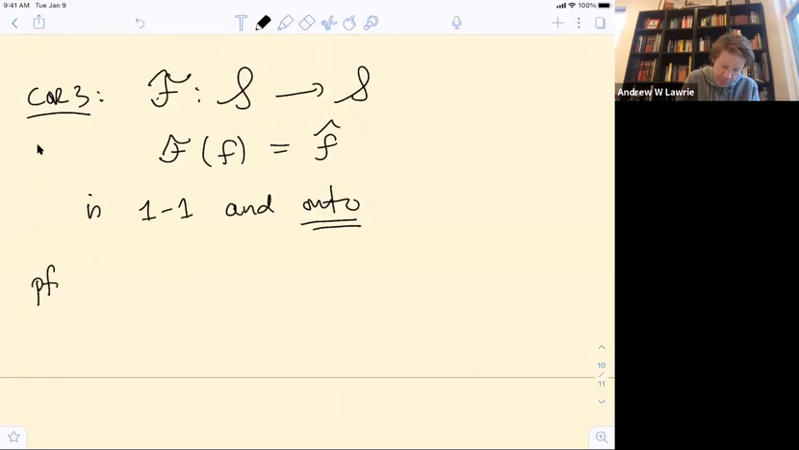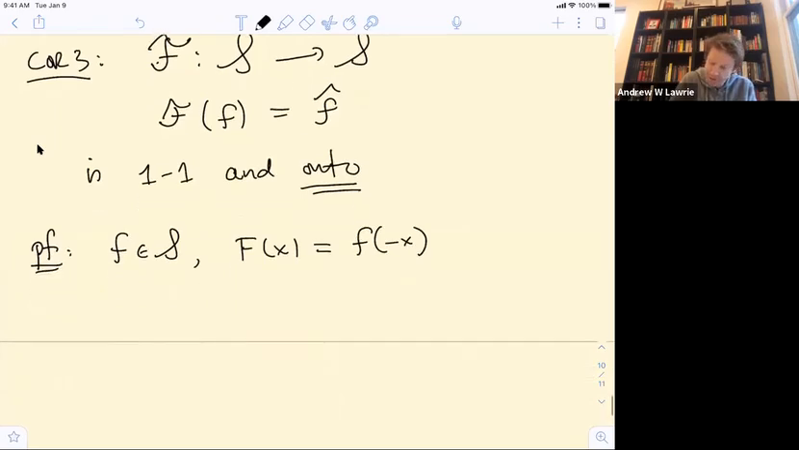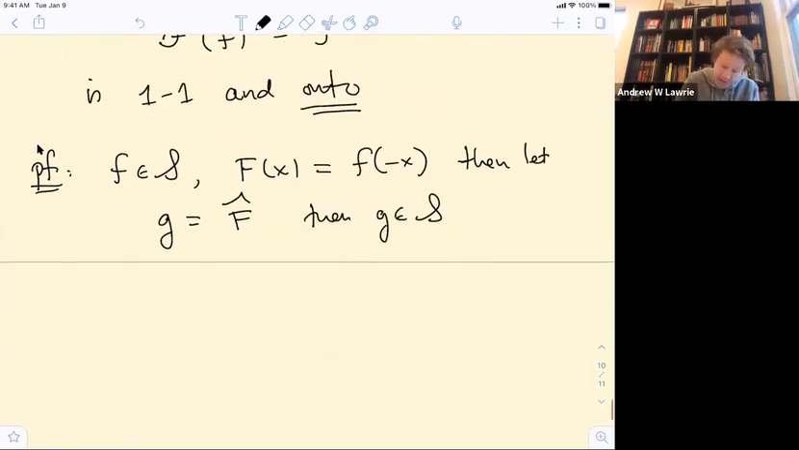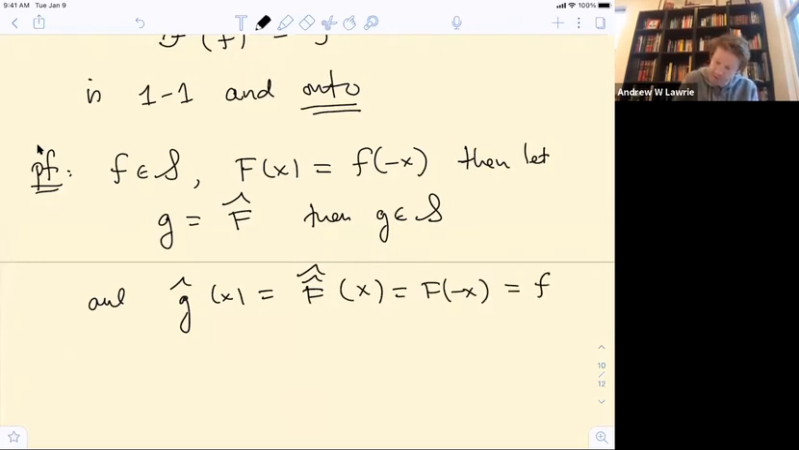So the proof is just: if I take f in the Schwartz space, call capital F of x equal to f of minus x, then let G be capital F hat. Then G is in the Schwartz space, we know, and G hat of x is equal to F hat hat of x, which is equal to F of minus x, which is equal to f of x.